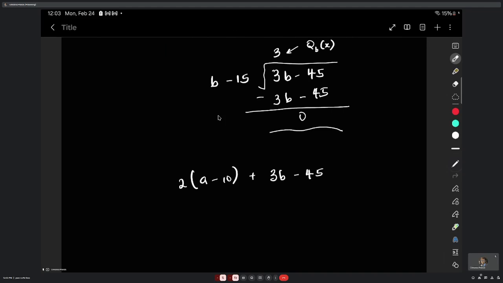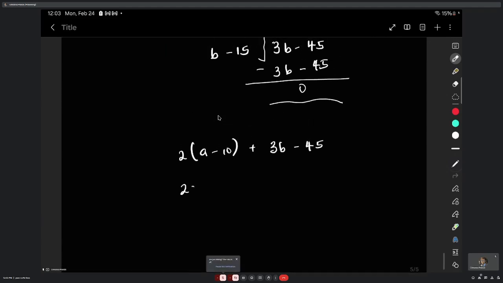Right? So what is this going to be? This will be 2A minus 20 plus 3B minus 45. So what is this? 2A plus 3B minus 65. Is that what we are?